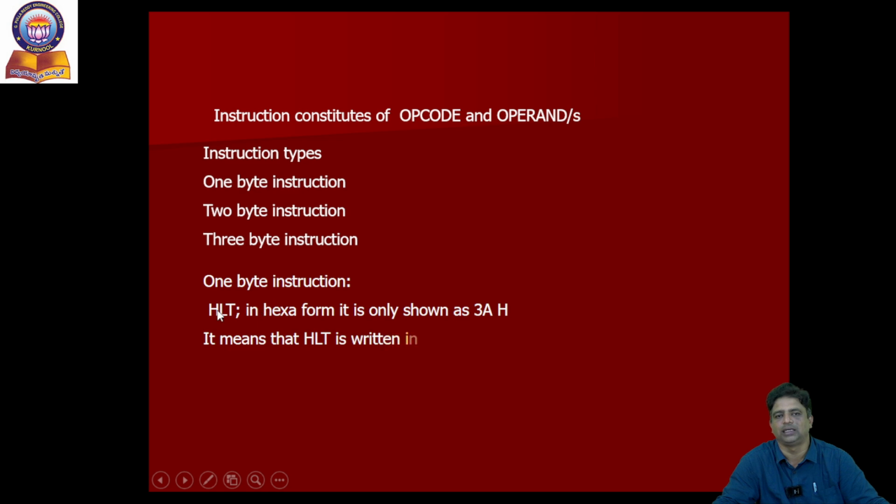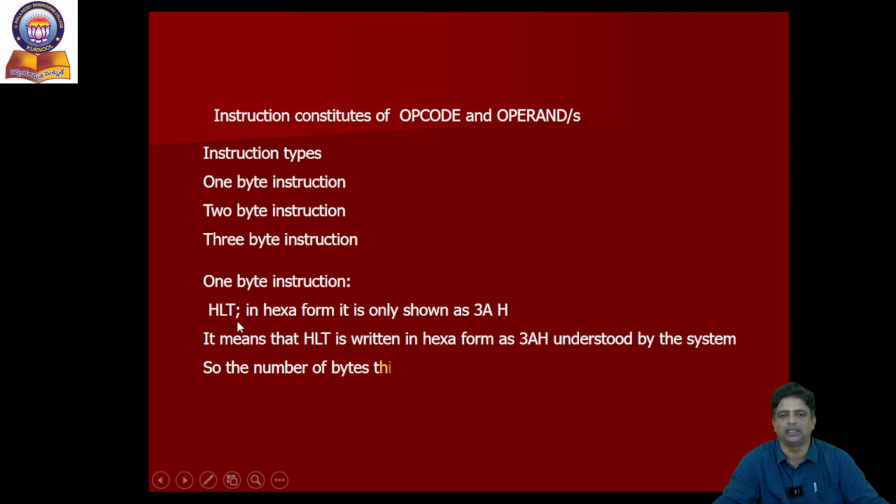Any instruction is a 1 byte instruction if it has an occupancy of only 1 memory byte, nothing but 8 bits. If the instruction occupies only 8 bits, then it is treated as a 1 byte instruction. One example is an implied addressing mode instruction, HLT, short form of halt. It requires only one hex code, 3A, and 3A occupies only 1 byte of memory area. So it will be titled under 1 byte instruction.